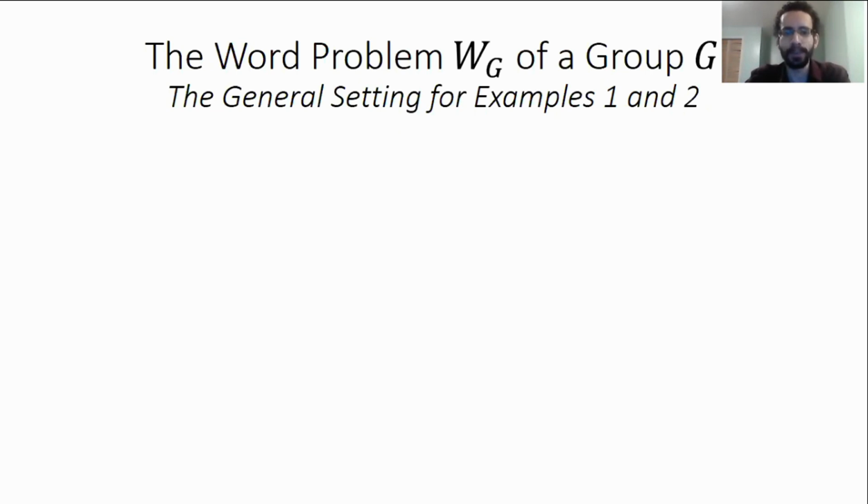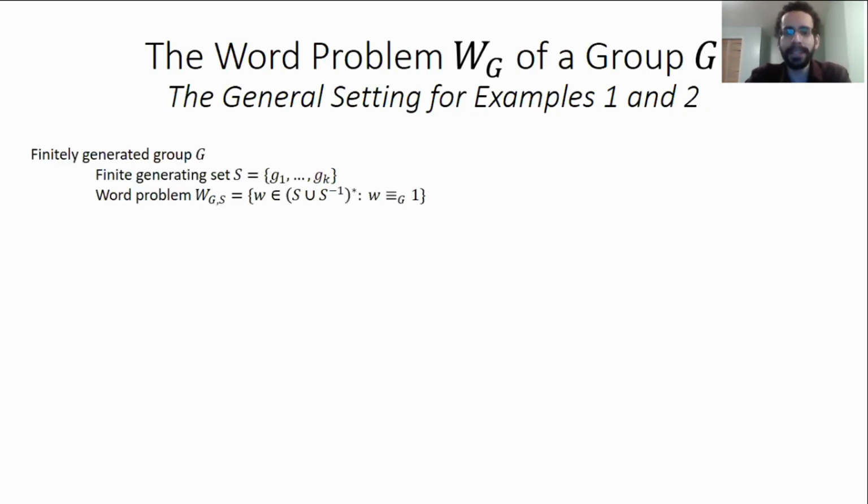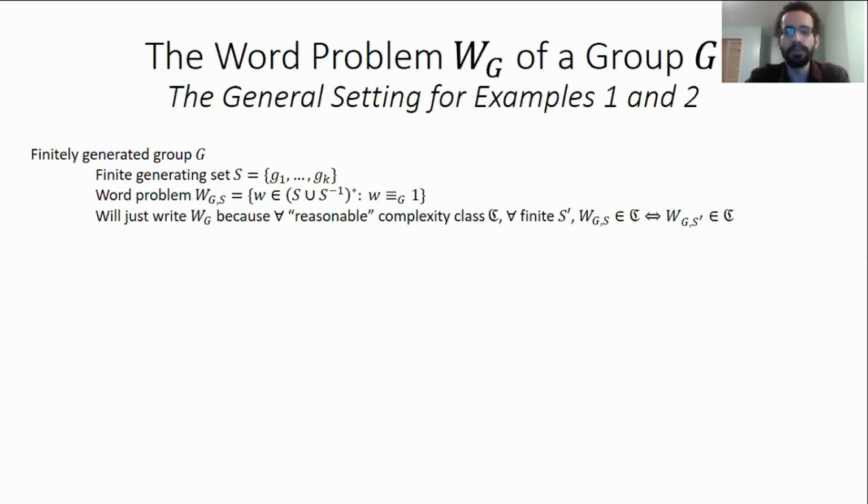So let me first define what a group word problem is. For a finitely generated group G with finite generating set S, the word problem of G with respect to S is the collection of all strings over the generators and their inverses that represent the identity element of the group G. In other words, if we combine the sequence of elements using the group operation, we get the identity element. One little detail about the definition of this language, it does depend on the choice of generating set S. However, membership of the word problem in any reasonable complexity class will not depend on the particular choice of finite generating set. And so we're just going to write WG to denote the word problem of the group G.